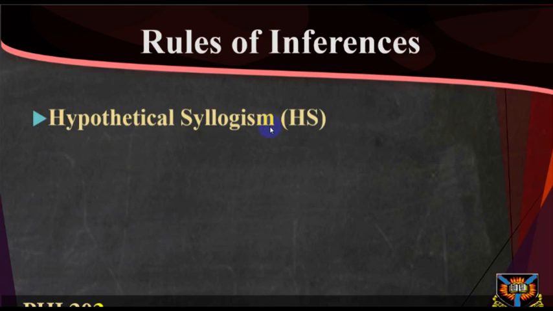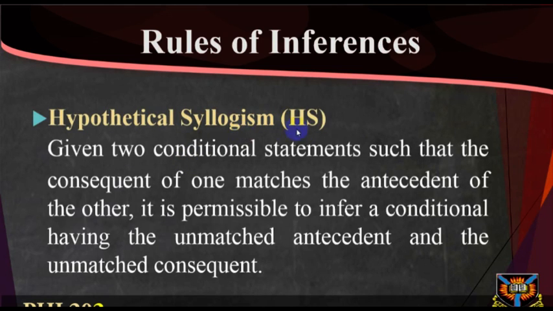Number 3. Hypothetical syllogism, HS. If P then Q. If Q then R. Therefore, if P then R. Given two conditional statements such that the consequent of one matches the antecedent of the other, it is permissible to infer a conditional having the unmatched antecedent and the unmatched consequent.